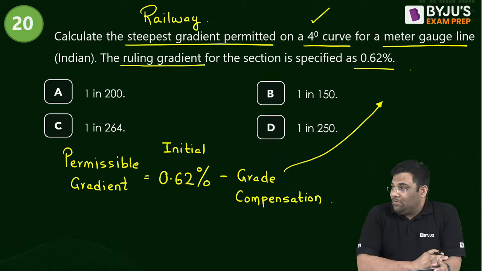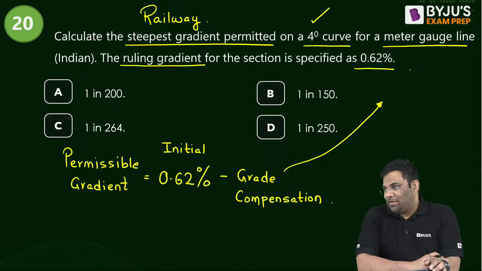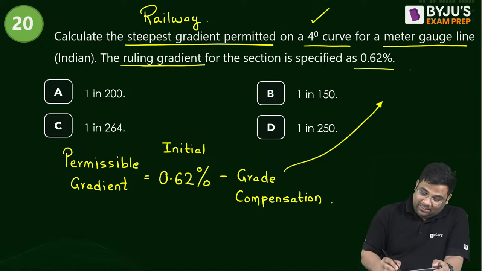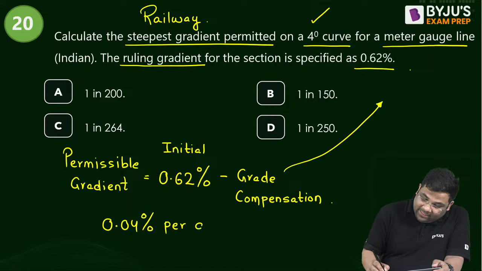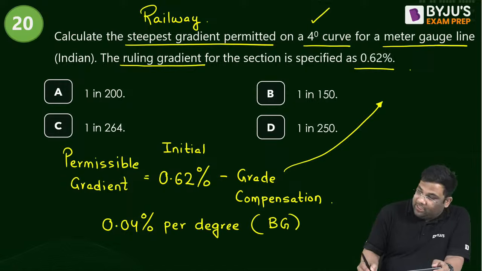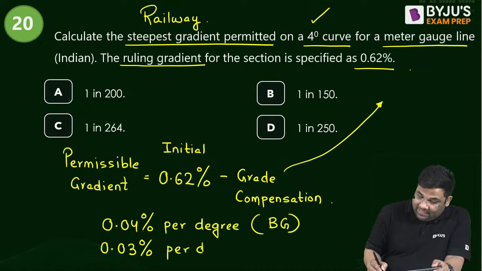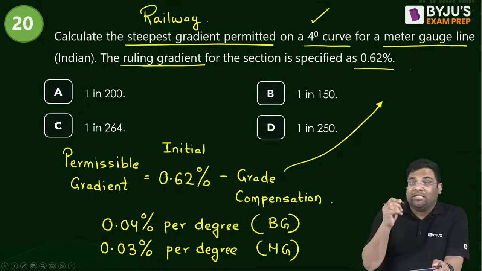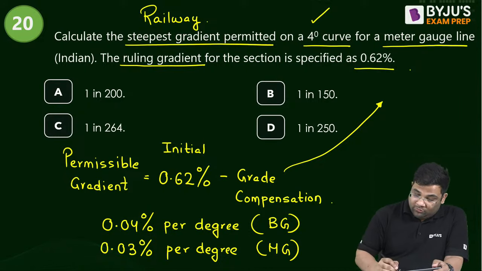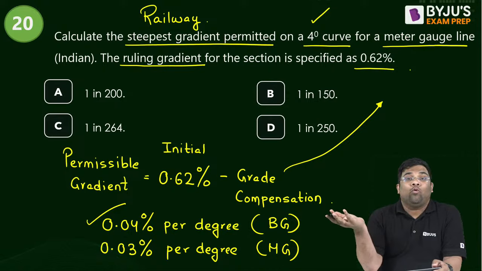Tell me the grade compensation. Students have forgotten, so I'll remind. The grade compensation, you should remember, is 0.04% per degree. But this is for broad gauge. But here it is meter gauge. For meter gauge, it is 0.03%. And for narrow, it is 0.02. So very good, Santu.